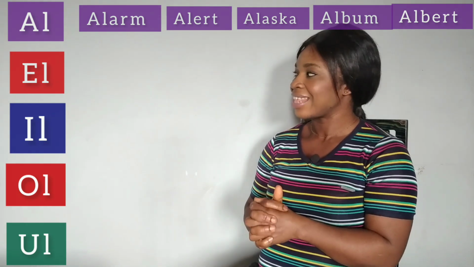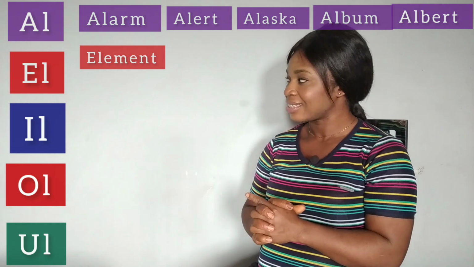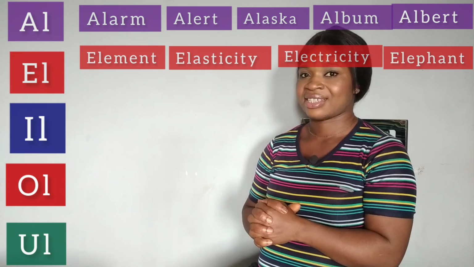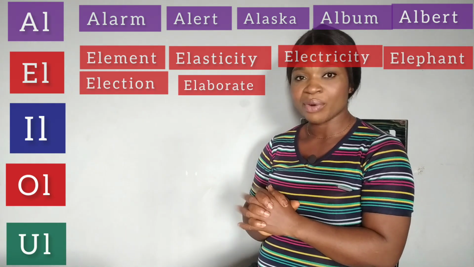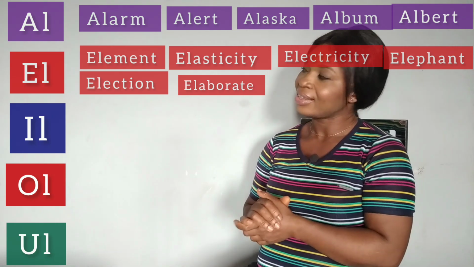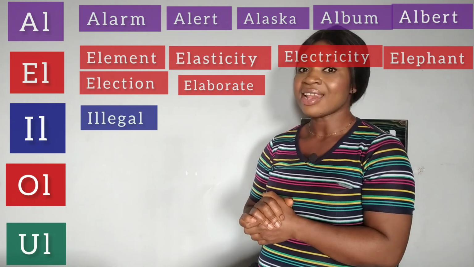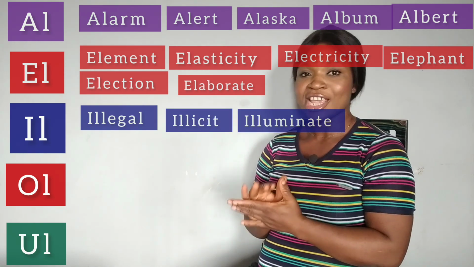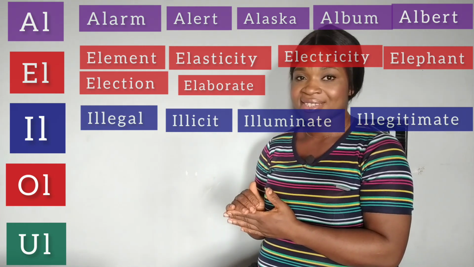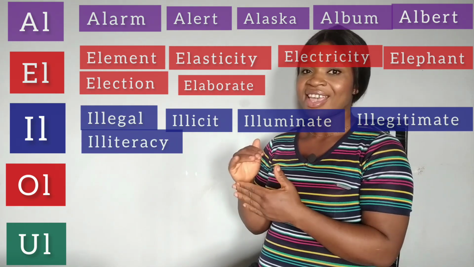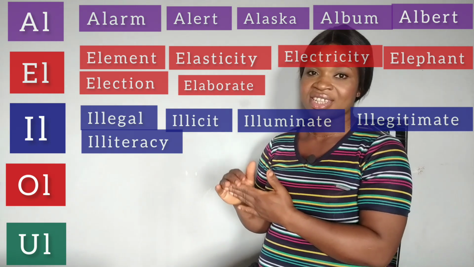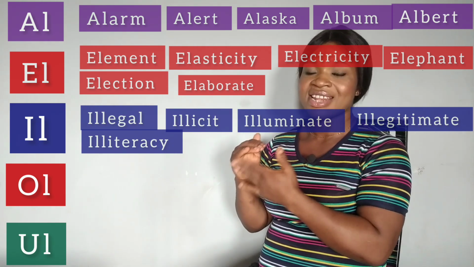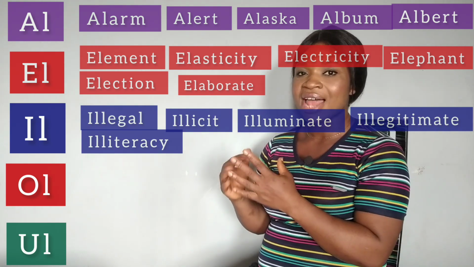The L has element, elasticity, electricity, elephant, election, elaborate. We have the ill: illegal, illicit, illuminate, illegitimate, illiteracy. Illiteracy, illegitimate, illegal. Now let's see the next one, the OL, the old sound.